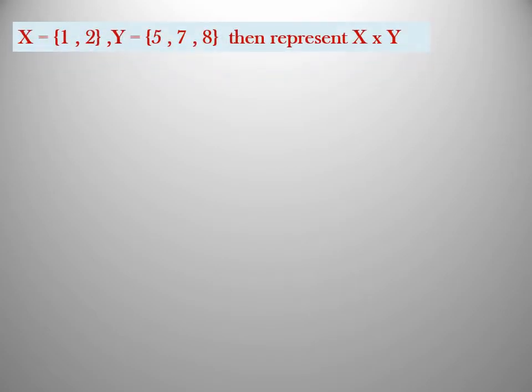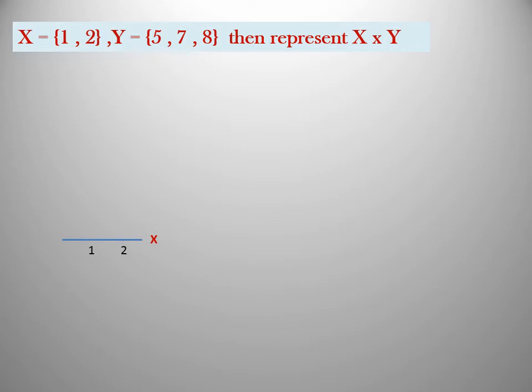Now I want to find the Cartesian product x crossing y, and I have x like the previous example, 1 and 2, and y, 5, 7, 8. I find this Cartesian product and I want to represent x crossing y graphically. Okay, so I will tell you about the first method to represent x crossing y graphically. It's something like the Cartesian graph paper, which we all know.